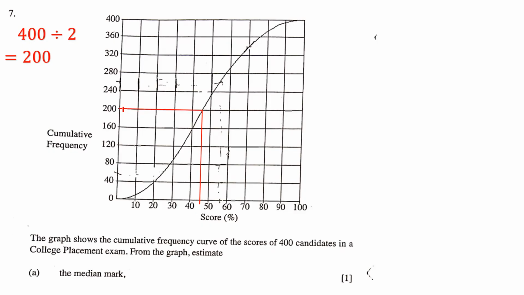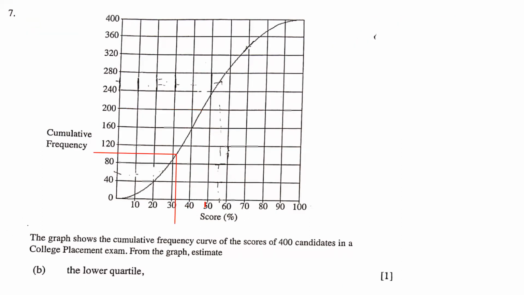And so 200 is here, so we're going to go over and come down. And so this is going to be 45%. And so the median mark is going to be 45%, which is in the middle of 40 and 50. Okay, let's move on to question 7B. Here they want us to figure out the lower quartile.